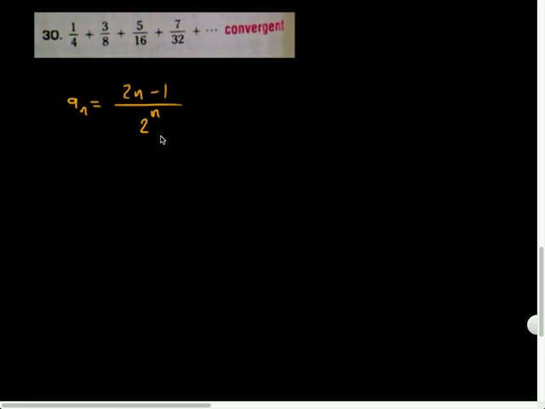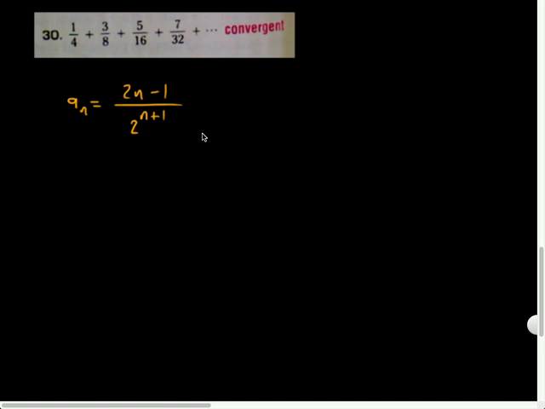No. Nope. 2 to the n plus 1. Wait, wouldn't it just be 2n? Well, 2 to the first power would be 2. Now, question, my friends, would it be plus 1 like this? No, it's a little plus 1. Because 2 to the second is 4, 2 to the third is 8, 2 to the fourth is 16. Okay.